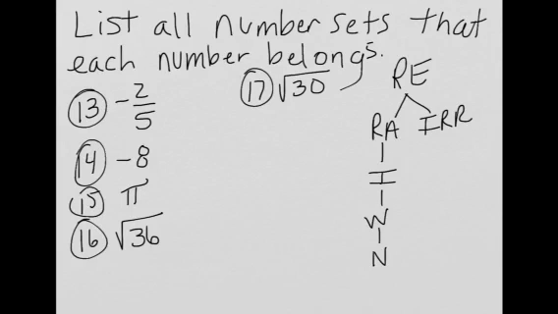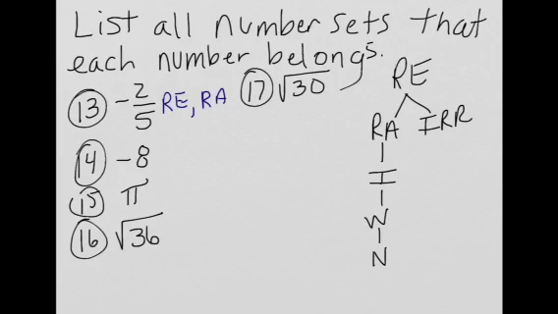List all the number sets that the numbers belong to. So remember, we're going to start with real. This one is definitely real. And then, is it rational or is it irrational? Well, it's rational because it is a fraction. If we change it to a fraction, it terminates, so it's rational. Is it an integer? It's not an integer because integers cannot be fractions, so we're done.